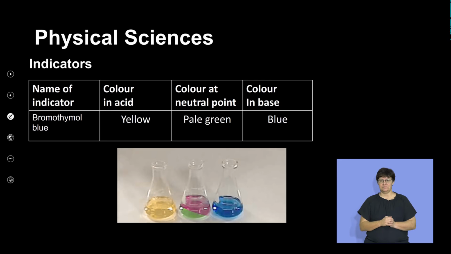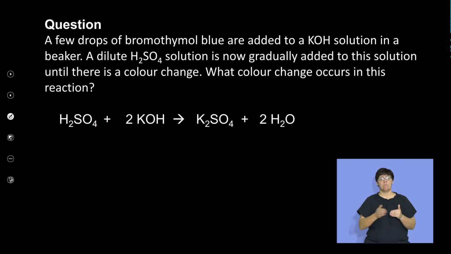Okay, and the color of bromothymol blue in a strong base is blue. As we continue to add acid, when the resulting solution is neutral, it will be green. So it's from blue to green. That's how we arrived at that, right? Then the question goes further and says, a few drops of bromothymol blue are added to the beaker. A diluted solution is now gradually added until there's a color change. That's when we arrived at the pale green. What color change occurs in this reaction? We're able to say from blue to pale green.